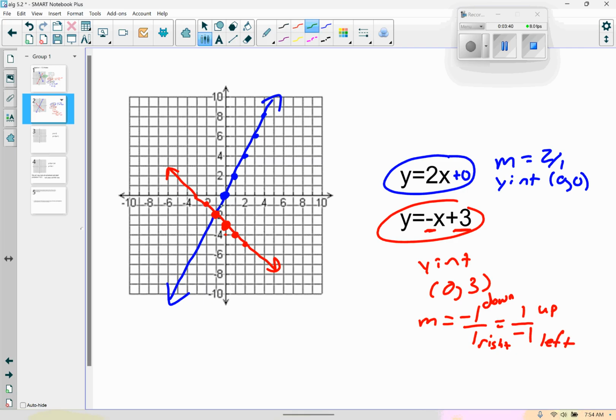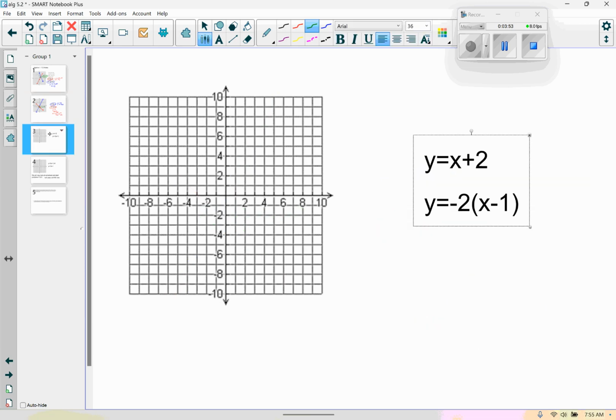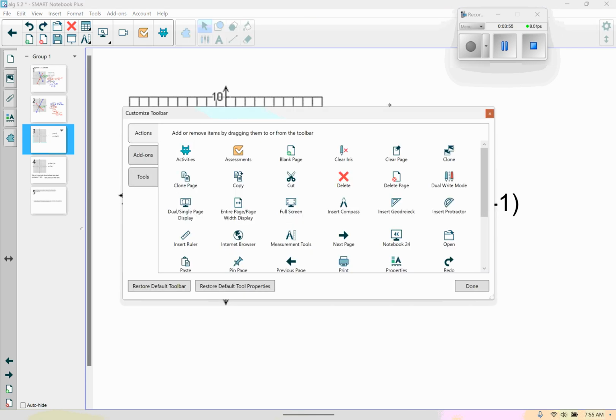So take a look where they cross. And that looks like -1, -2. So point -1, comma, -2. That's our answer. Let's go ahead and draw this next one.